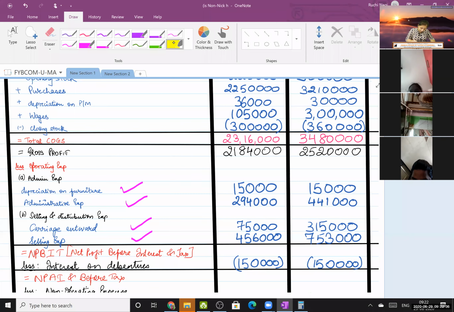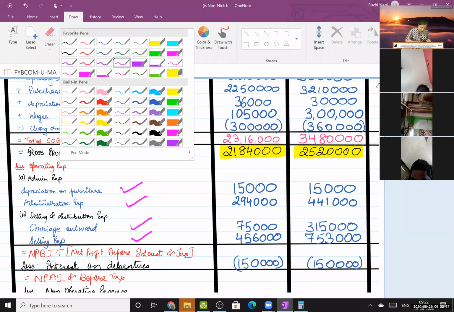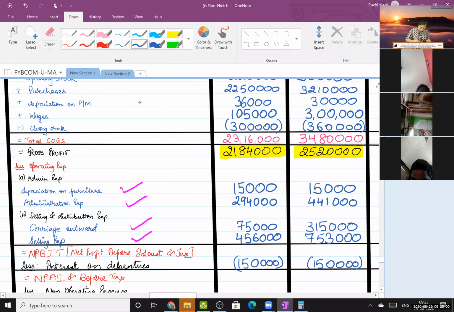ठीक है, तो ये रहा तुम्हारा ग्रॉस प्रॉफिट. अब इसमें से माइनस करते जाओ. समझ में आया? ये आपको सिर्फ माइनस करते जाना, because see less operating expenses बोला है ना. So now I'm putting this minus वाला sign. Okay. अब माइनस करो.